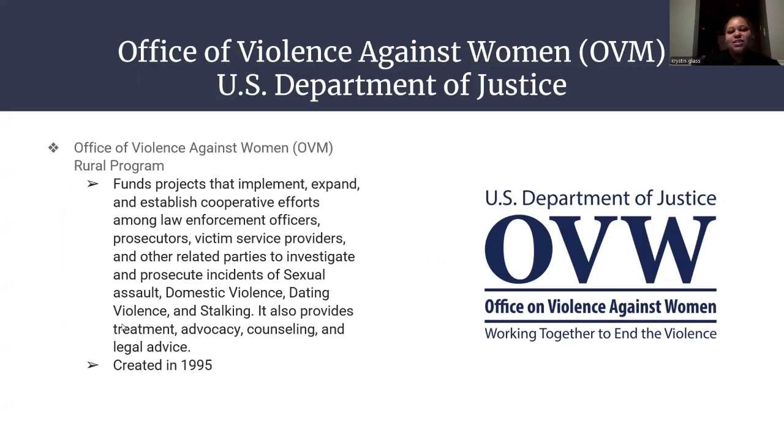Okay. The Office on Violence Against Women, U.S. Department of Justice, funds projects that implement, expand, and establish cooperative efforts among law enforcement officers, prosecutors, victim service providers, and other related parties to investigate and prosecute incidents of sexual assault, domestic violence, dating violence, and stalking. It also provides treatment, advocacy, counseling, and legal advice. It was created in 1995.